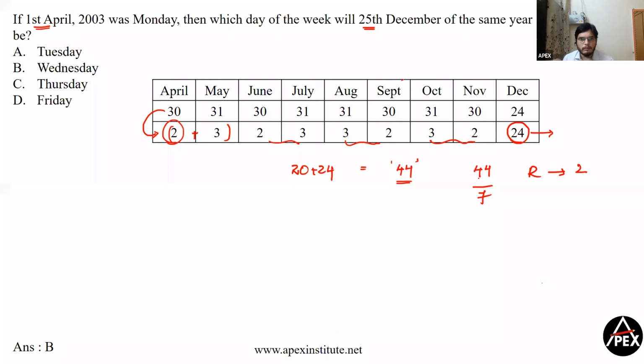Yeah, you can also do that. Instead of adding 24, till December 24 you will have 3 odd days. Instead of 24, you can also take 3. Then what will be the sum? It will be 23. What will be the remainder when 23 is divided by 7? 2. Yes, that also can be done.